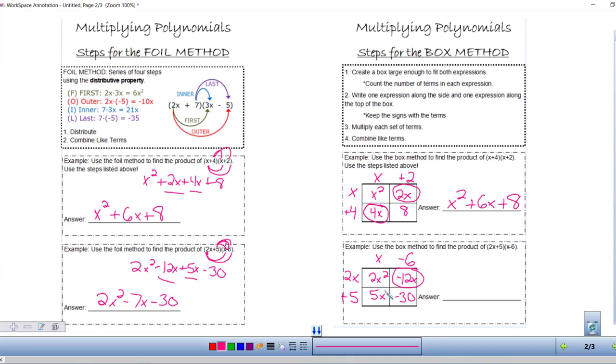Again, I have my like terms. Combine those to get negative 7x, and I leave my negative 30 at the end. Again, same answer, just a different way to organize your work. You get to decide how you want to do the rest of the problems.